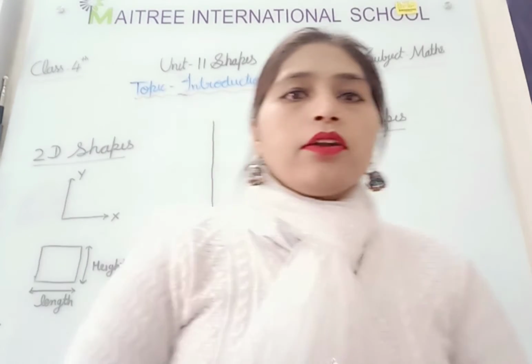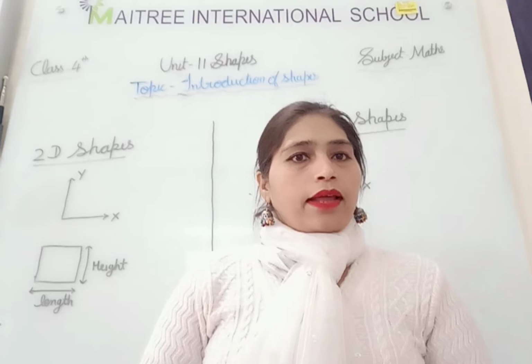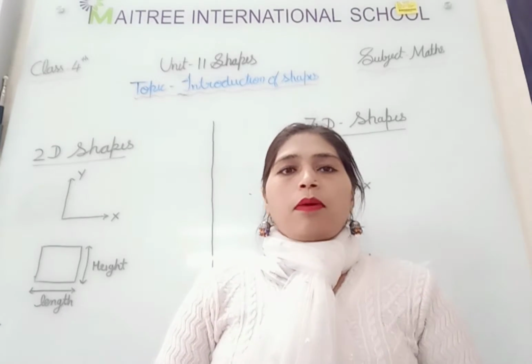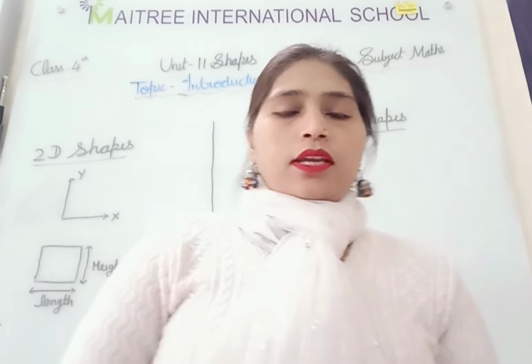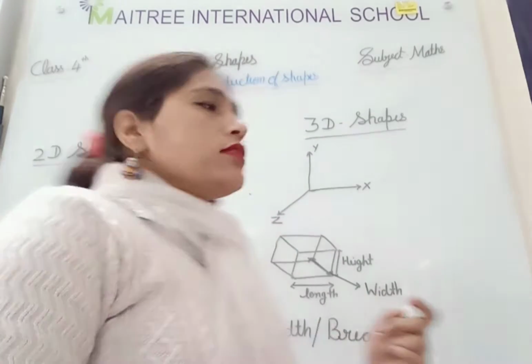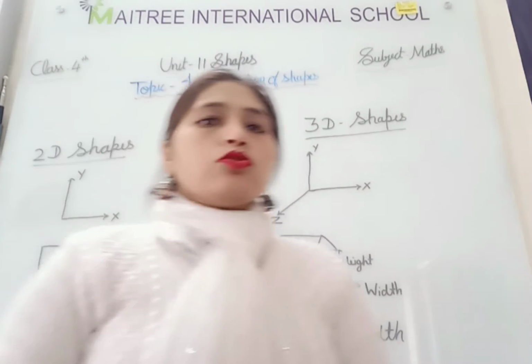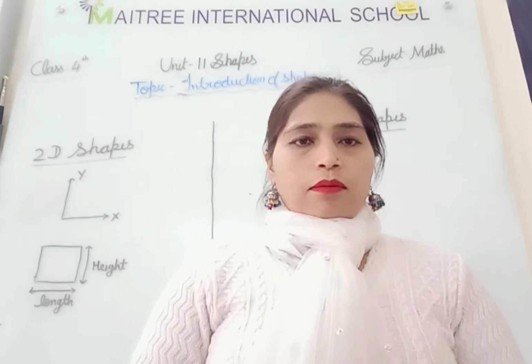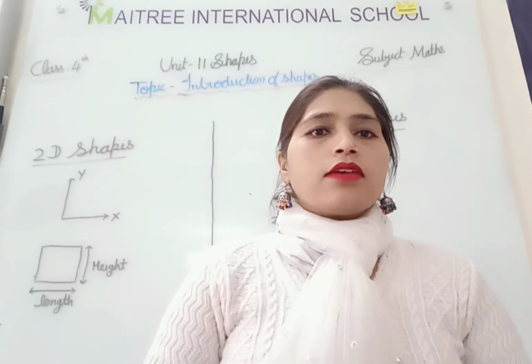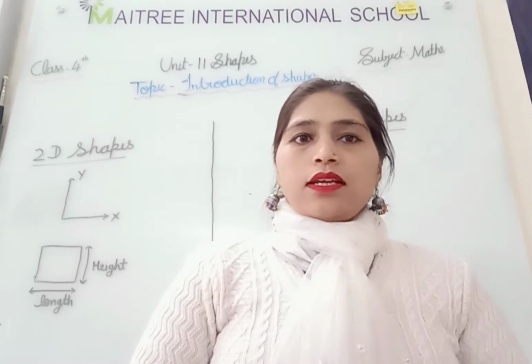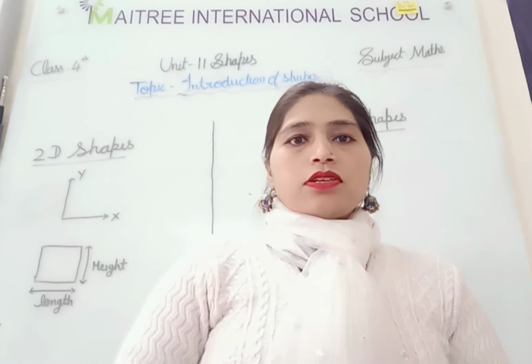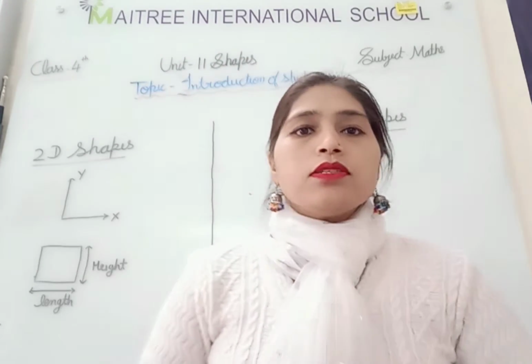There are two types of shapes, 2D and 3D. Many times you have heard about it, that there is a 2D or 3D. What is a D? The D stands for dimension. D means dimension, so 2D is 2 dimension and 3D is 3 dimension. 2D shapes have 2 dimensions, and 3D shapes have 3 dimensions. So what is the meaning of dimension?